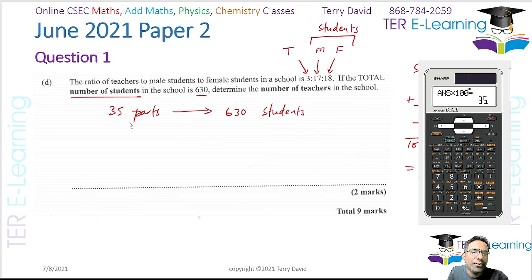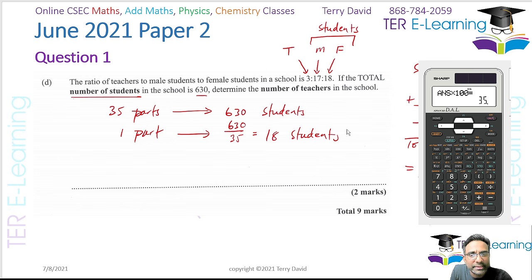So what we could do here, we could figure out how much one part is. So one part is simply going to be 630 divided by 35, and that's going to give me, so that's 630 divided by 35, and you're going to get 18 students, right? That gives me a total of 18 students.